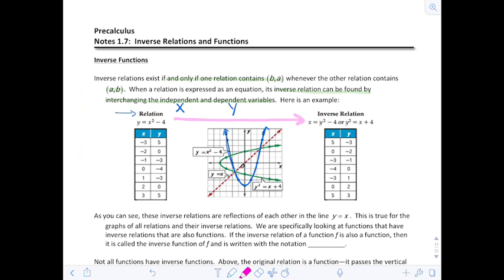So what happens in an inverse relationship, before we talk about solving it algebraically to find the inverse, we look at the ordered pairs. Whereas I had (-3, 5) in the original relation, in the inverse relation, I have (5, -3). They've switched places. When I had (-2, 0), I now have (0, -2). (-1, -3) becomes (-3, -1). So all of these are going to just reverse in order.